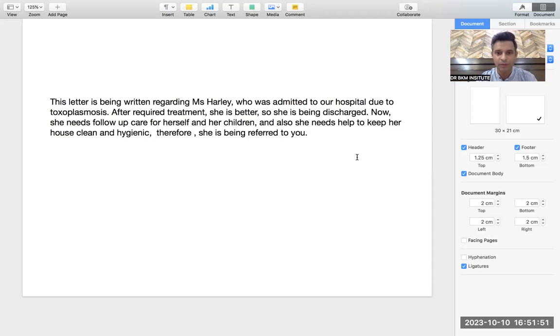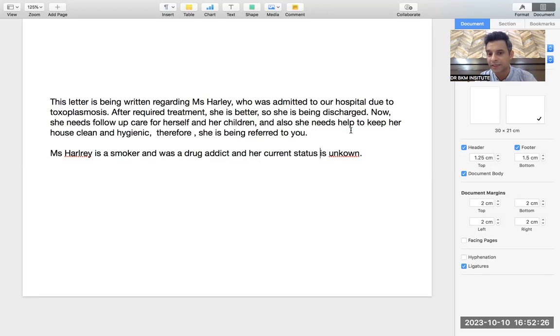The second paragraph is all about social history and medical history. So now you can say Miss Harley is a smoker and was a drug addict, and maybe she is an addict even now. Or you can say her current status is unknown. If you want to write in your own language, that becomes even better. That she was a smoker and was a drug addict. Her current status is unknown. That becomes even better when you write in your own language and make it easy.